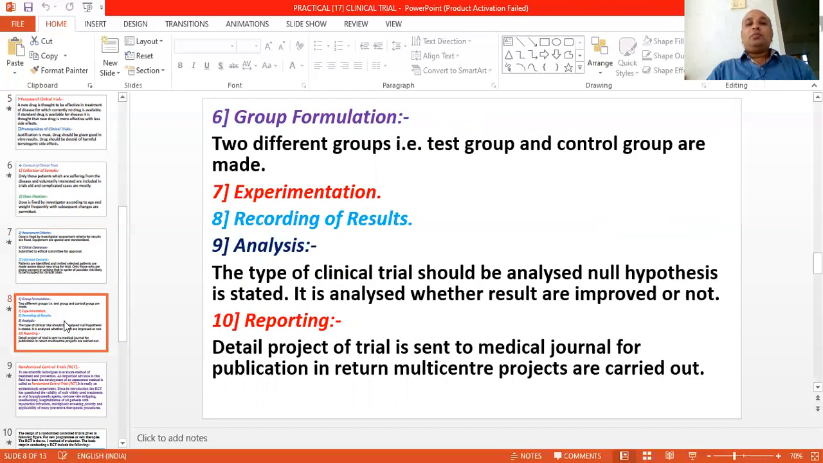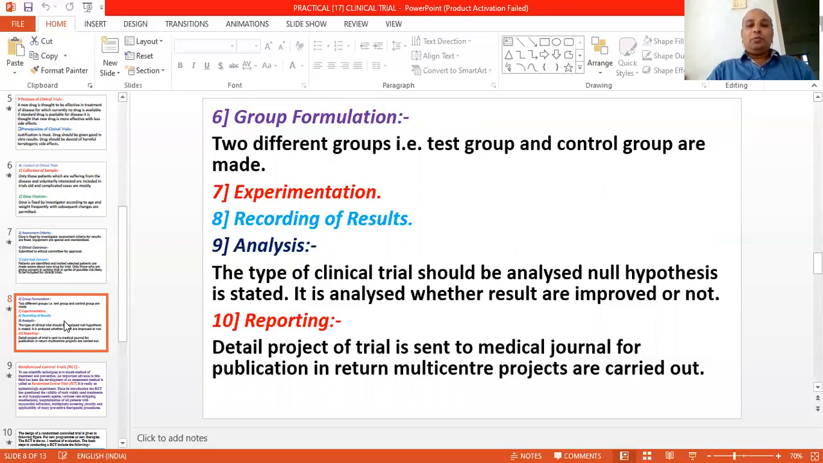Sixth, group formulation. Two different groups, that is test group and control group, are made. Seventh, experimentation. Eighth, recording of result. Ninth, analysis. The type of clinical trial should be analyzed. Null hypothesis is stated. It is analyzed whether results are improved or not.